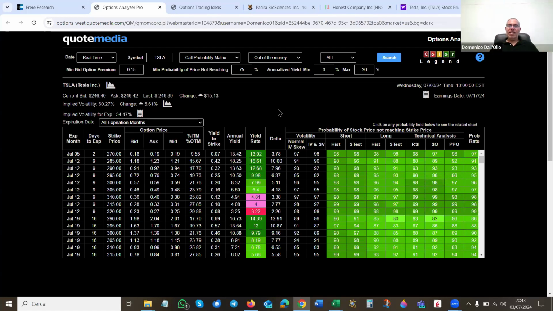So this is a very interesting function for those who are keeping stocks in portfolios for months and years, and they're seeking an additional return on that portfolio.